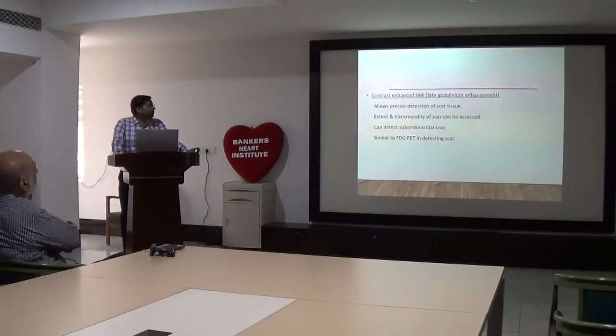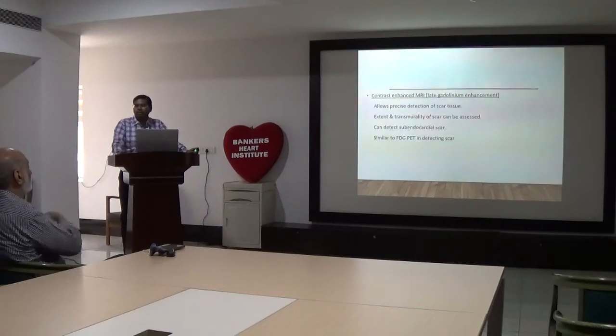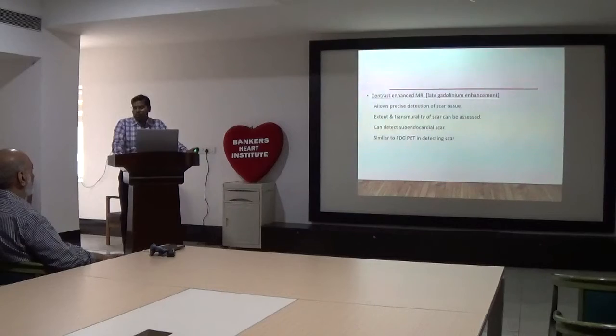In late gadolinium enhancement, the gadolinium contrast we inject primarily accumulates in, or binds to, the scar, the non-viable myocardium, and the rest of the myocardium is hypointense. So if there is bright tissue during late gadolinium enhancement, we can identify it as scar, and there is little or almost no chance of functional recovery. It is similar to FDG PET in detecting scar. It is almost a gold standard.